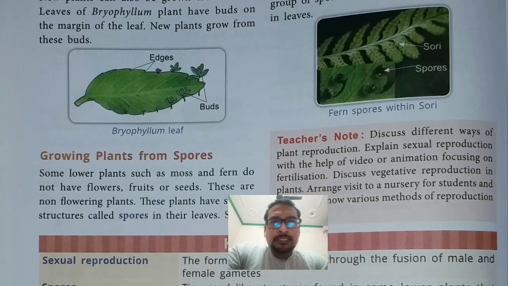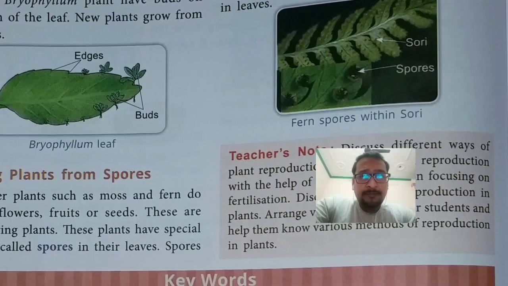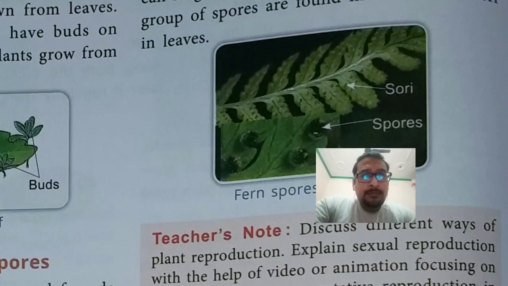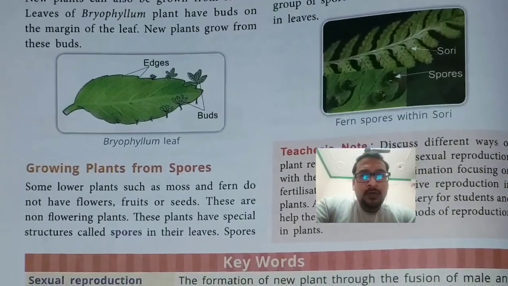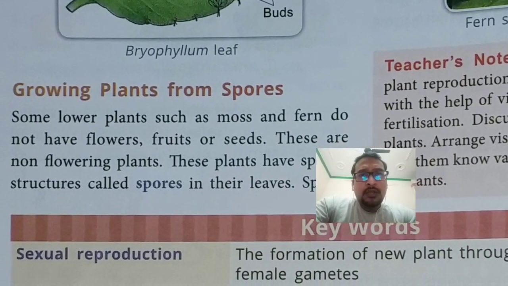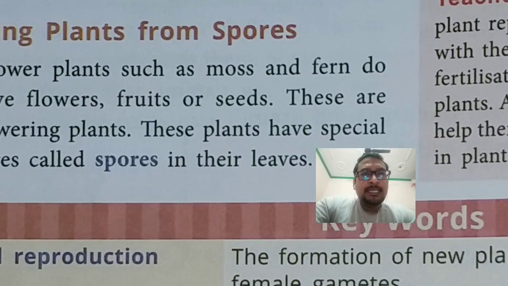Then we will study growing plants from spores. Moss and fern have spores. Why? Because they are not flowering plants. They do not bear any flower, so they don't give fruit or seed. That's why they have spores in their leaves.